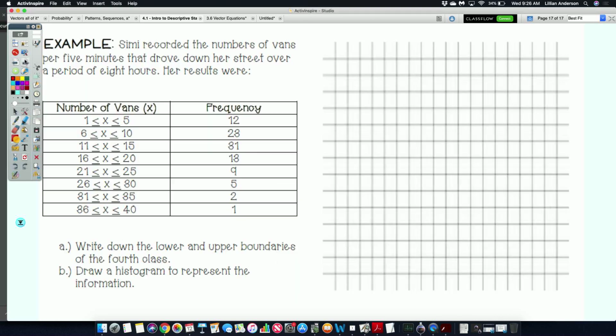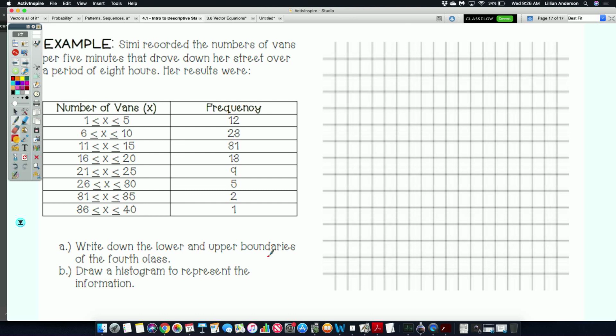Looking at the last one, are we going to need upper and lower boundaries, or are we going to have overlaps? We have an overlap here? No, we don't. So we are going to need the upper and lower boundaries of each class. That's what they're called. Okay?